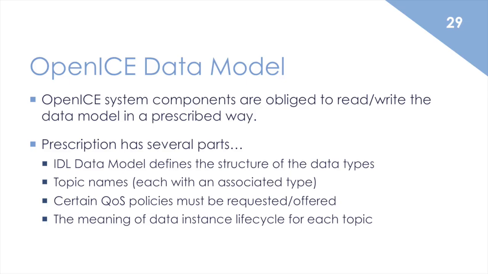So now we'll get into some of the particulars of the OpenICE data model developed with DDS. OpenICE system components are obliged to read and write the data model in a prescribed way, and that prescription has several parts. The first, as we've discussed, is the IDL definition of data types of samples that will be published in the system. The second is the name of the topic at which those samples will be published. Also, there must be a certain matching of QoS policies. And also there must be a shared concept of what it means to have a topic instance registered for each topic. And I'll get into that in more detail when we get into the specifics.